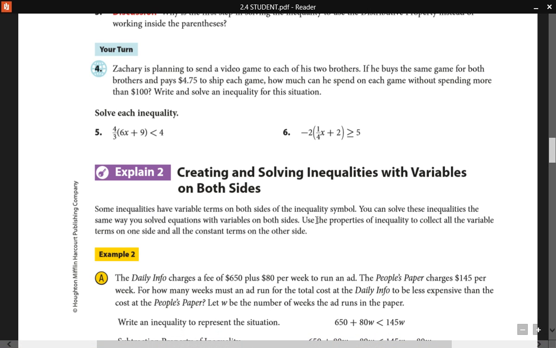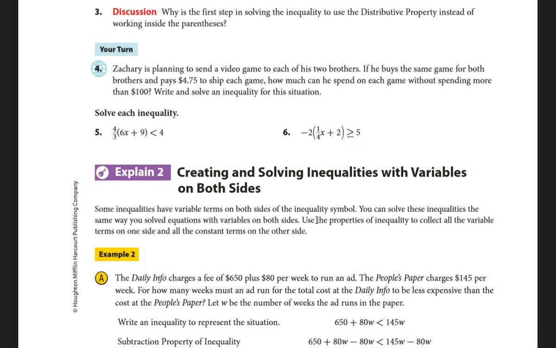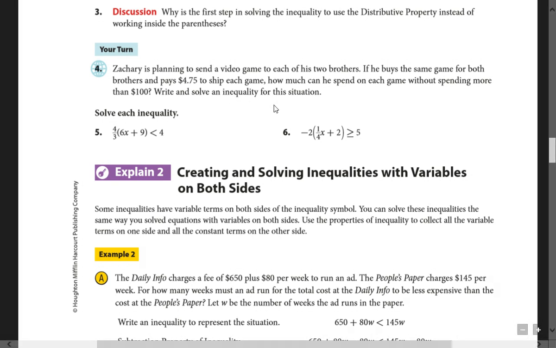Good evening. Okay, so let me continue 2.4 lesson, solving inequalities. Let me show you how to solve your turn number 4, example 1.